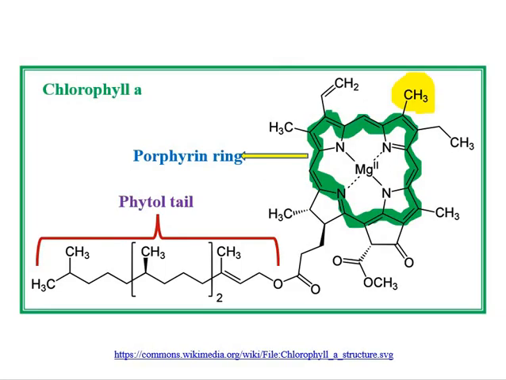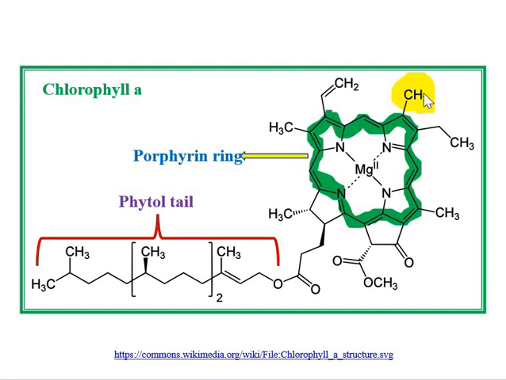Now we will discuss two kinds of chlorophyll: chlorophyll A and chlorophyll B. If we see the structure of chlorophyll A, the only difference is one of the substituents. In chlorophyll, you will find a modified porphyrin ring. You can see here, in the modified porphyrin ring, this kind of substituent, and this substituent is different in the case of chlorophyll A and chlorophyll B.